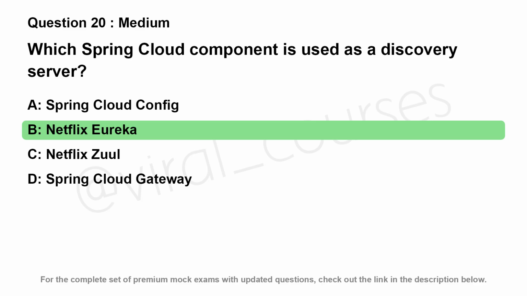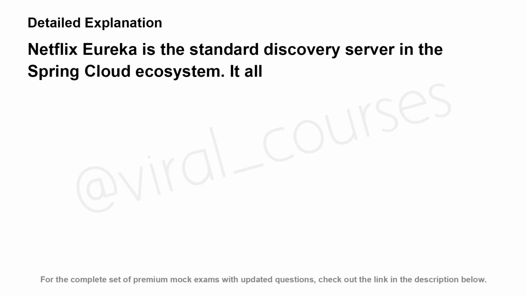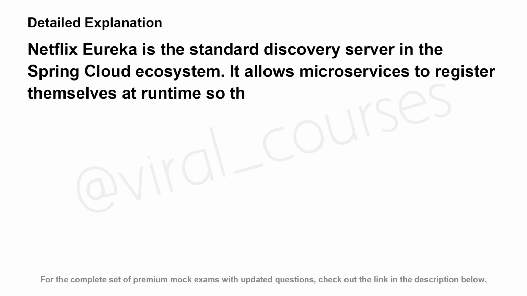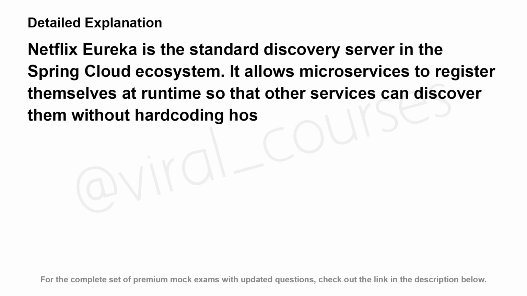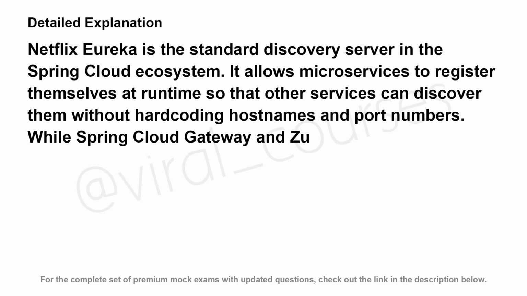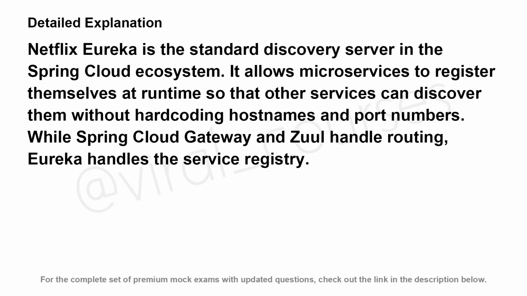The correct answer is B. Netflix Eureka is the standard discovery server in the Spring Cloud ecosystem. It allows microservices to register themselves at runtime so that other services can discover them, without hardcoding host names and port numbers. While Spring Cloud Gateway and Zuul handle routing, Eureka handles the service registry.